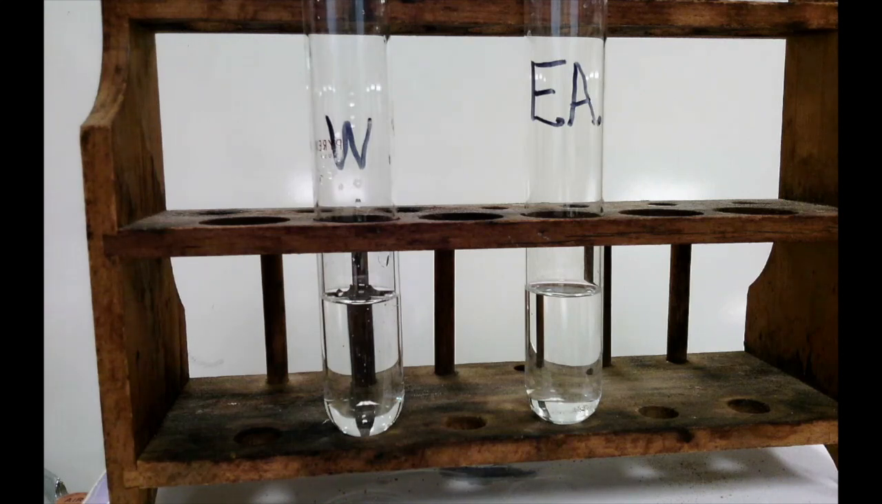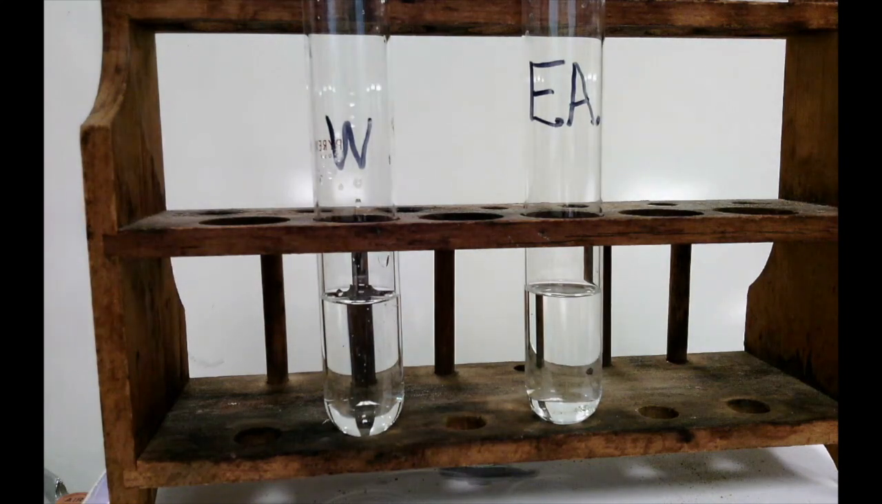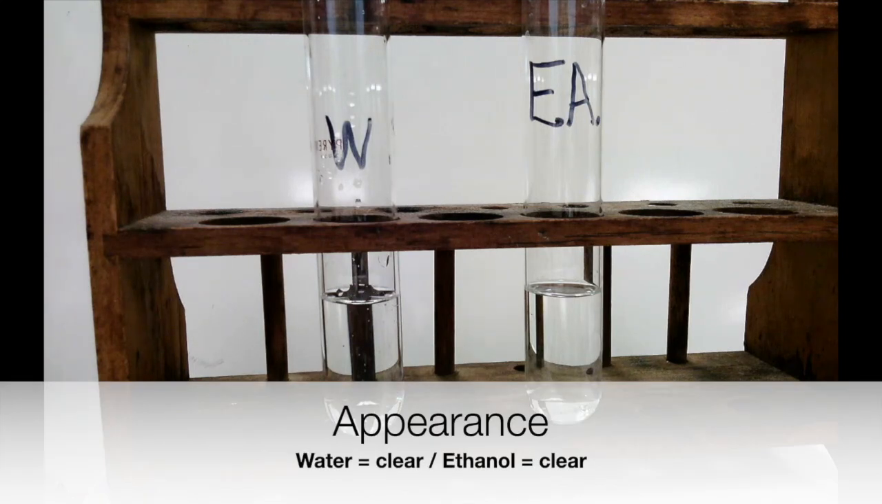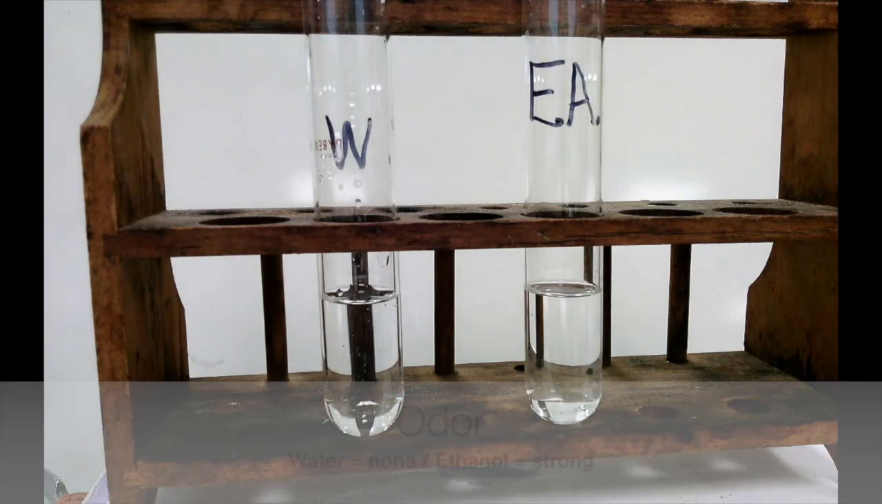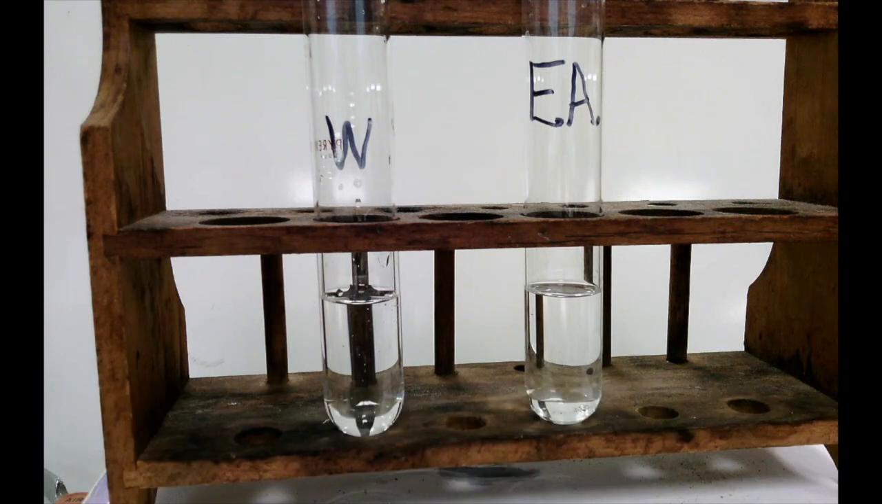So now what we want to do is compare the properties of these two pure substances. So we've got a whole list that we're going to look at. First of all, appearance. Appearance is pretty simple. Both water and ethyl alcohol are clear. Odor. We should all know that water usually has no odor. If you were here in the class, you would be able to smell that ethyl alcohol has a very strong odor, similar to rubbing alcohol.